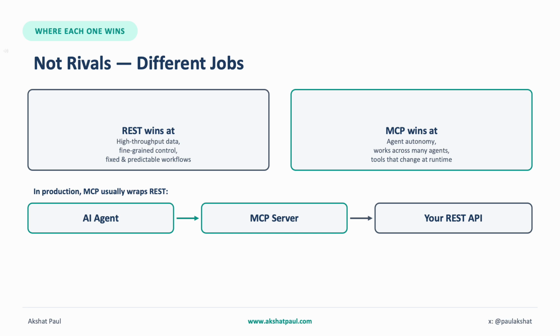But here's the thing almost nobody frames correctly. In most real production systems, this isn't an either-or choice. The agent talks to an MCP server, and that MCP server underneath is usually just calling your existing REST API. MCP doesn't replace REST, it sits on top of it and translates it into something an agent can reason about.